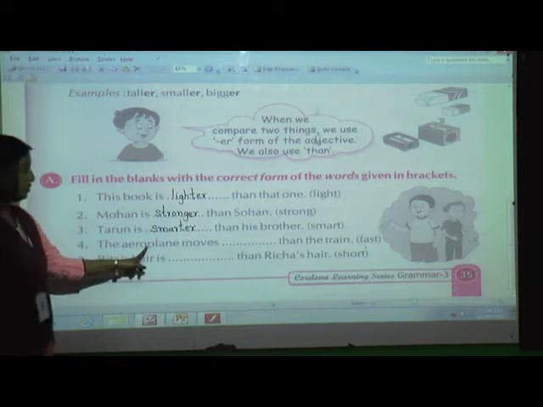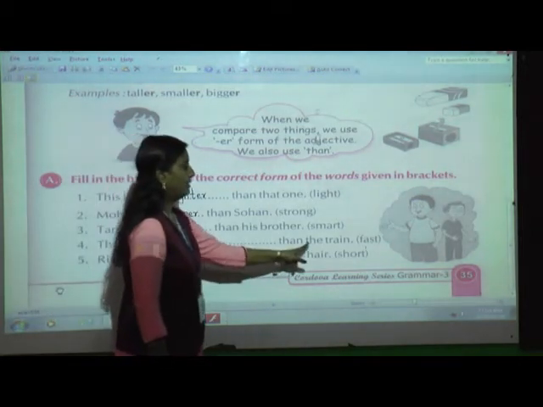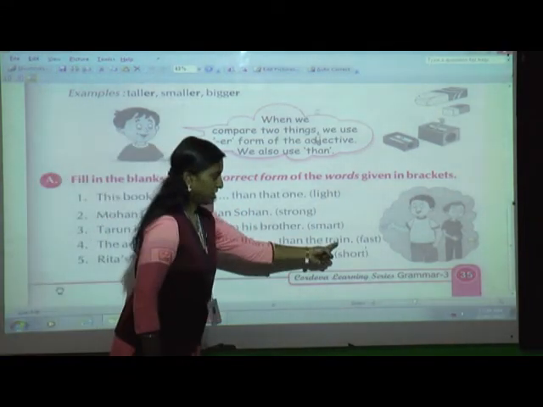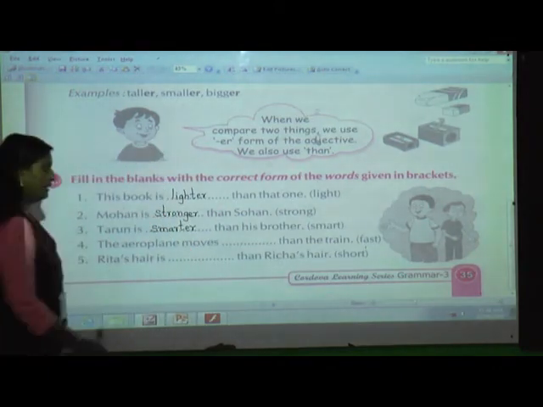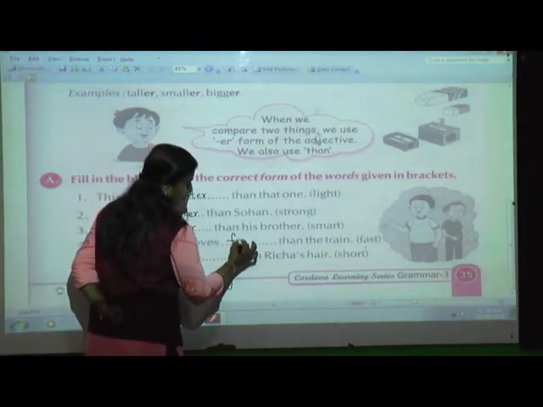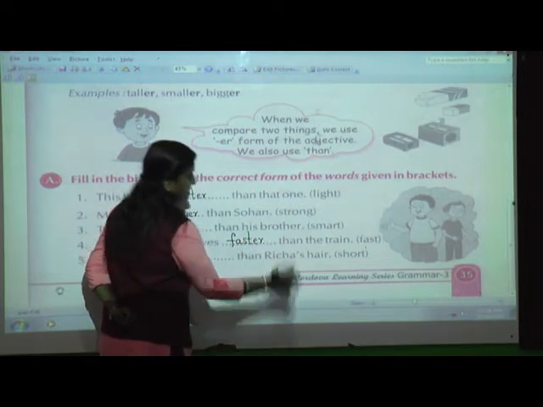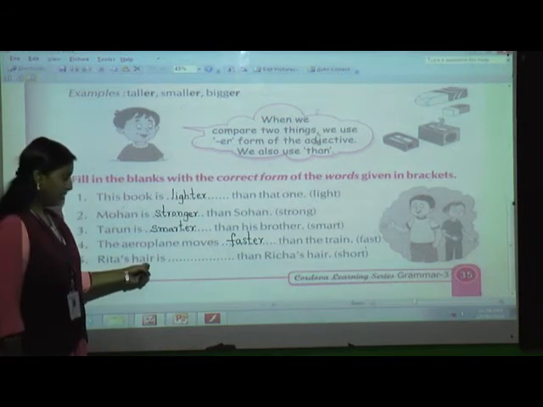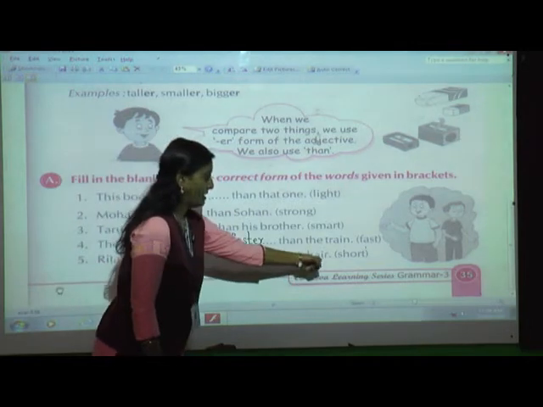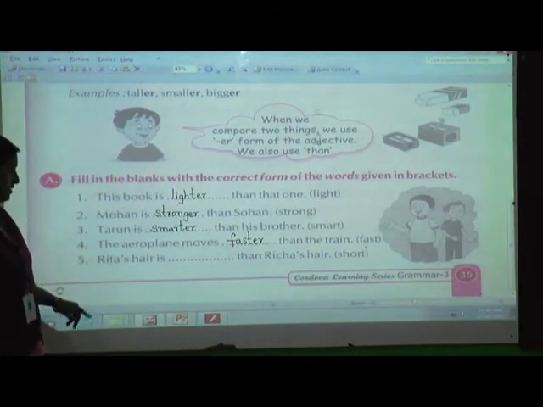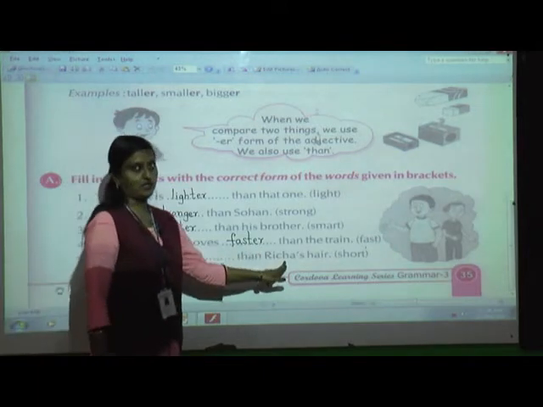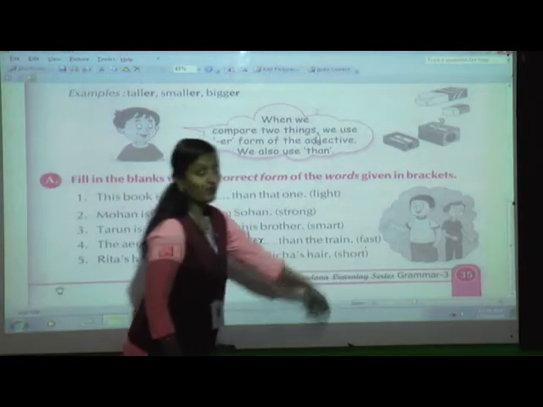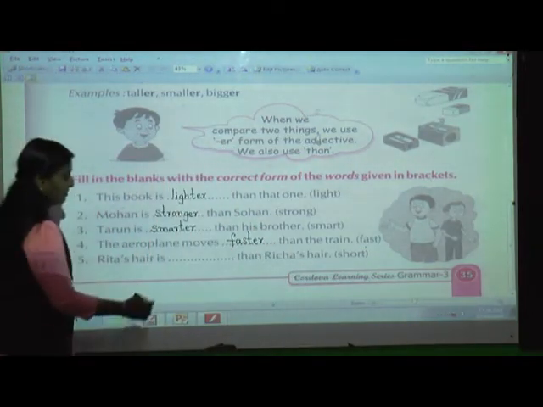Next, the aeroplane moves dash than the train. How many things have been compared here? Yes, only aeroplane and train, two things. So again I am going to add er. Fast, faster. Next, Rita's hair is dash than Richa's hair. Here also, only two persons have been compared, Rita's and Richa's. Both hair have been compared. What is the adjective over here? Short. So what word am I going to add? Short, shorter.